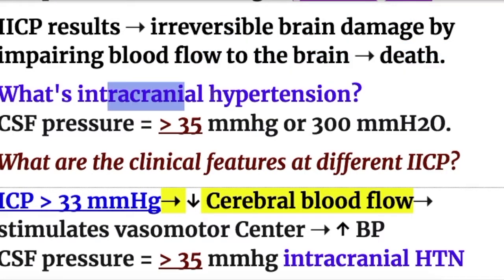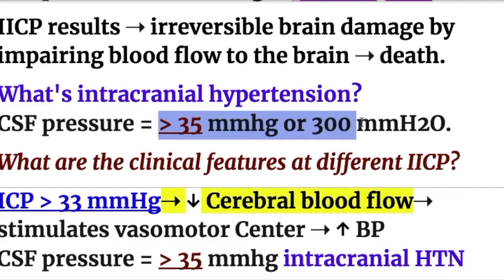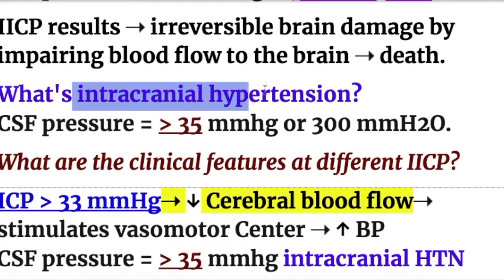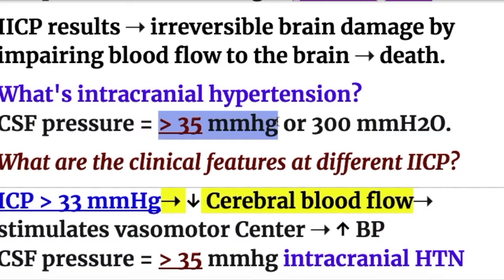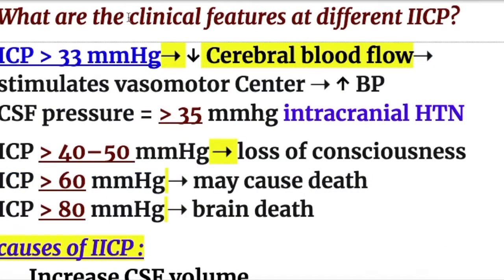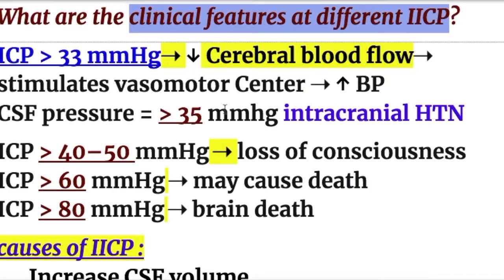And what's intracranial hypertension? When CSF pressure is more than 35 millimeters of mercury or 300 millimeters of water, then it's called intracranial hypertension. Remember, normal pressure is 10 millimeters of mercury, and intracranial hypertension is when the CSF pressure is more than 35 millimeters of mercury. Now, what are the clinical features at different increased intracranial pressures?